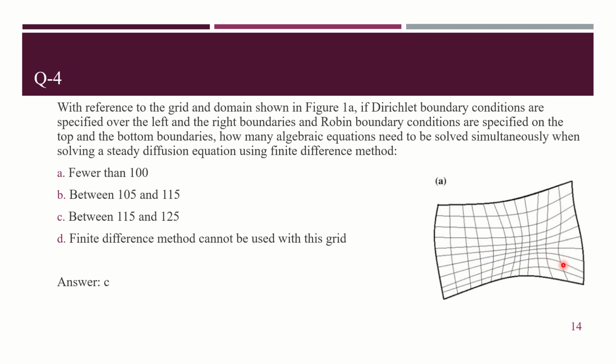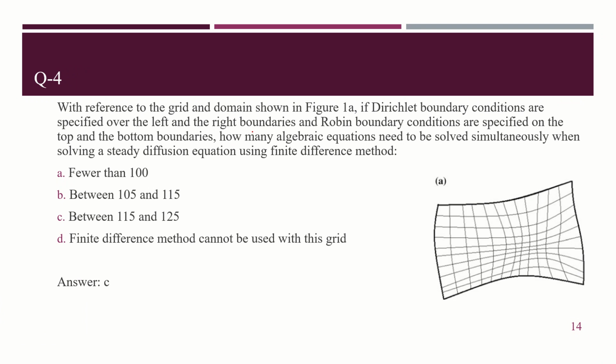Now the number of grid points will be 10 plus 1 into 12 plus 1. That is 11 into 13. So we have roughly 11 into 13, 143. I'll just put it over here.